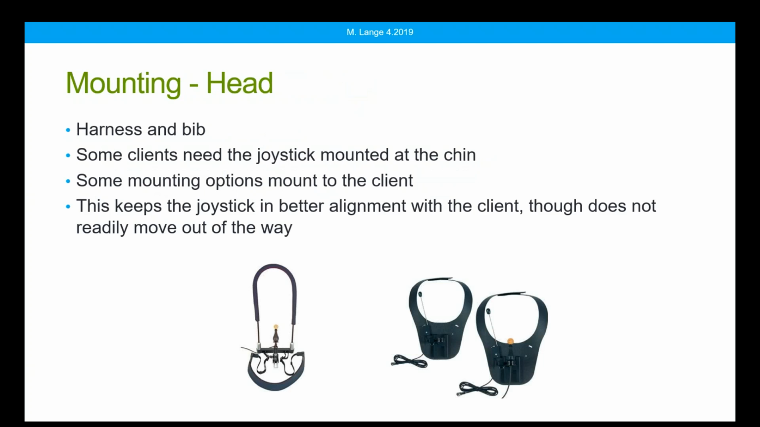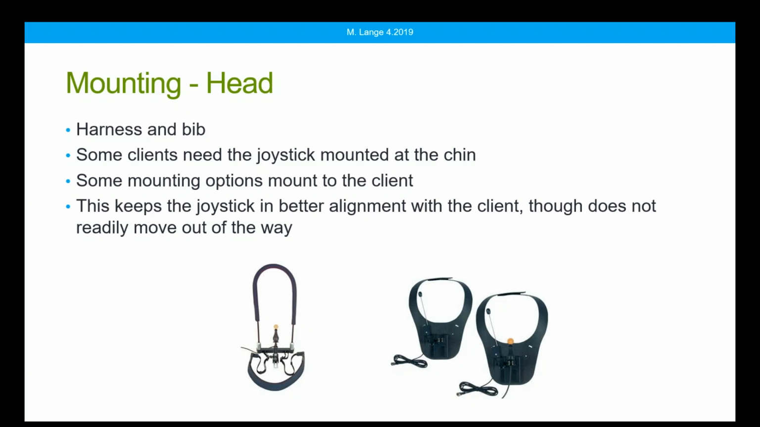So let's start with those harnesses and bibs. So we know there's clients that need the joystick mounted at the chin. So we need something to hold it there. And if we use a harness or bib, it keeps the joystick in alignment with the client, even if the client is bouncing around in their chair a little bit, but again, does not readily move out of the way. Typically, someone else is going to have to help the client get this on and off.